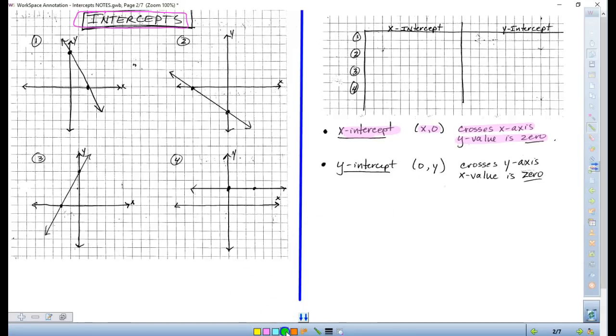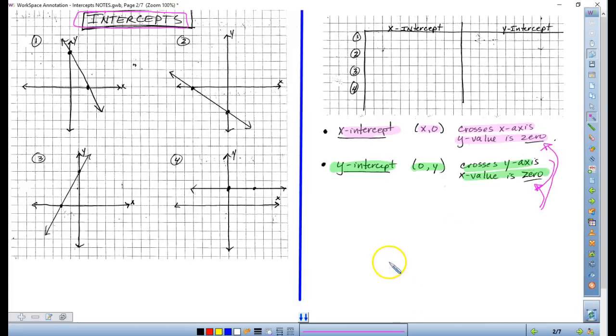Okay? A y-intercept hits the y-axis. So it'll always have a coordinate 0 with a y number. It crosses the y-axis and the x value is 0. So it's important to know that in order to be an intercept, one of the coordinates is always going to be 0, and it's the opposite coordinate. So x-intercept, y will be 0, and for a y-intercept, x will be 0. And the intercept will be the actual number where it hits.